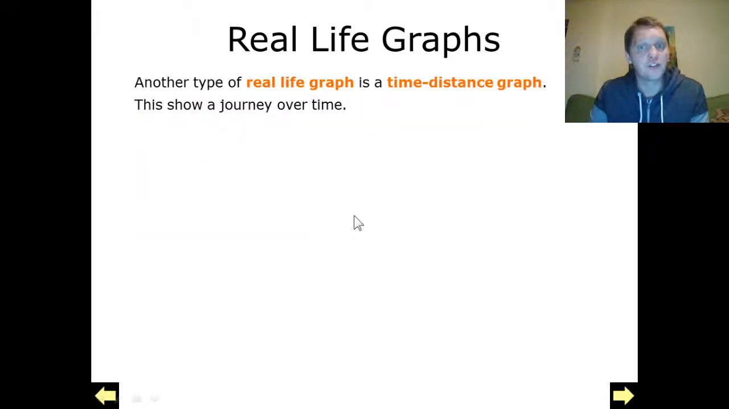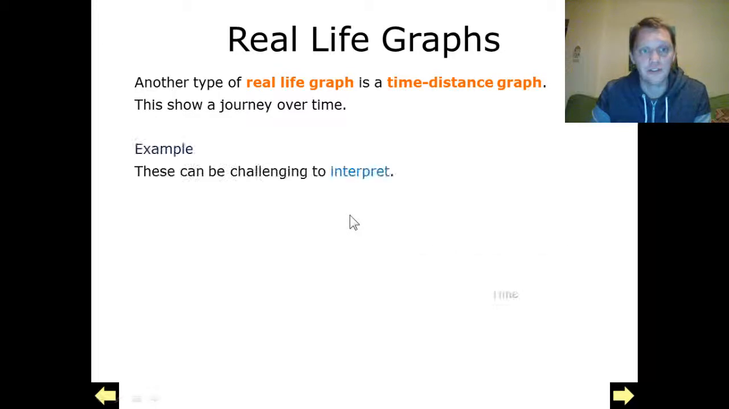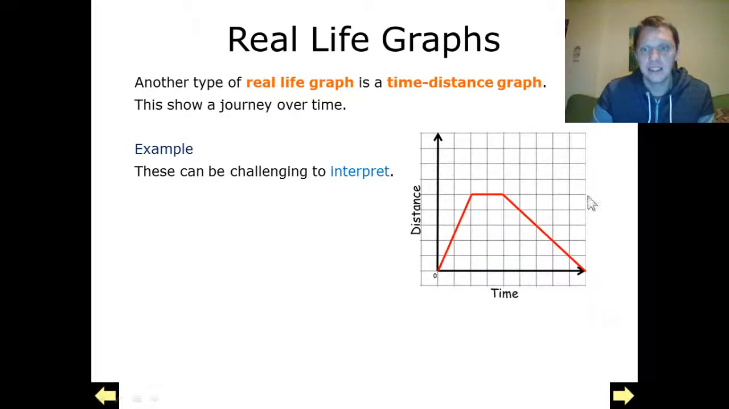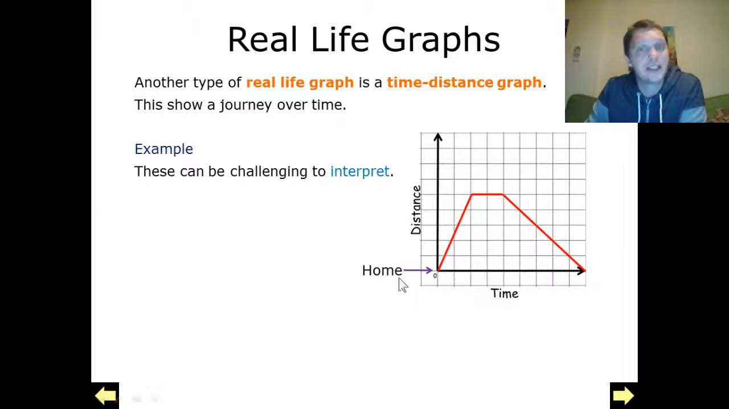A different type of real life graph is the time distance graph. Here is a basic time distance graph. We've got distance going along our y-axis, and we've got time going along our x-axis. People do struggle to interpret and identify what these are actually asking of the learner. What I always try to get my learners to remember is that this line going straight across here is home.